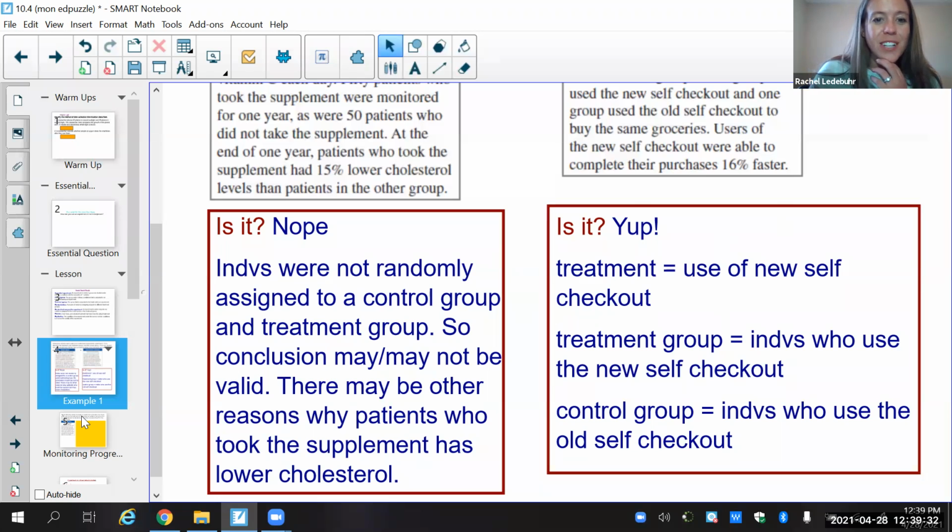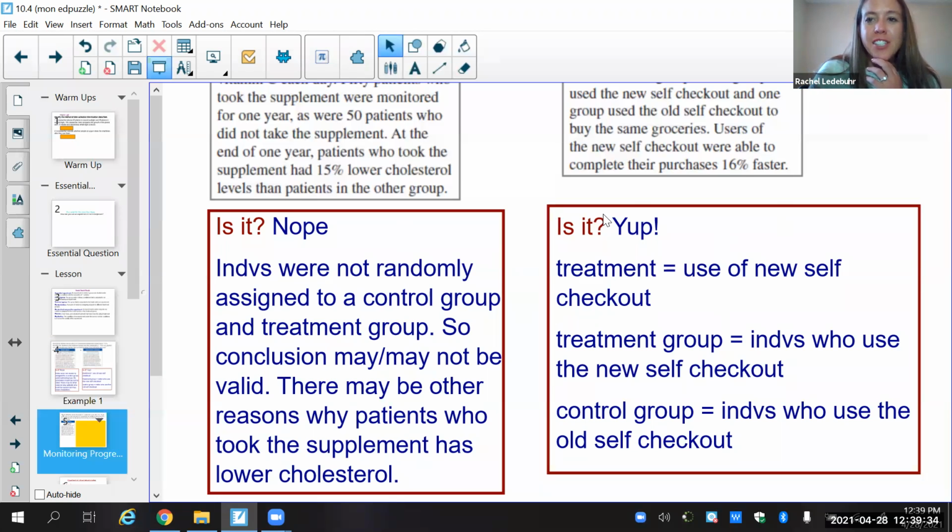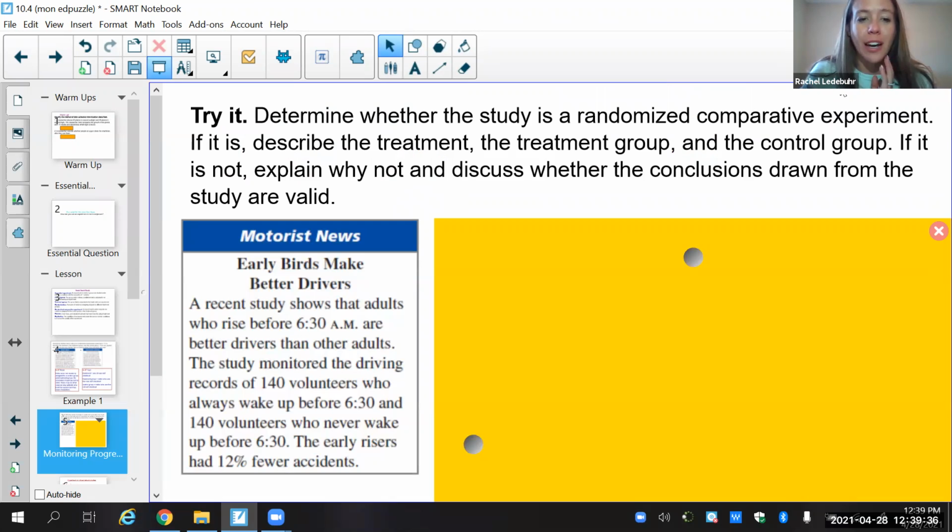Okay, so give a shot at it. I want you now to read the study and determine first, is it a randomized comparative experiment? If it is, describe the parts, the treatment group and control group. If it's not, explain why not. Drop your note in the Edpuzzle as well. Ready, go. All right, let's see how you did.